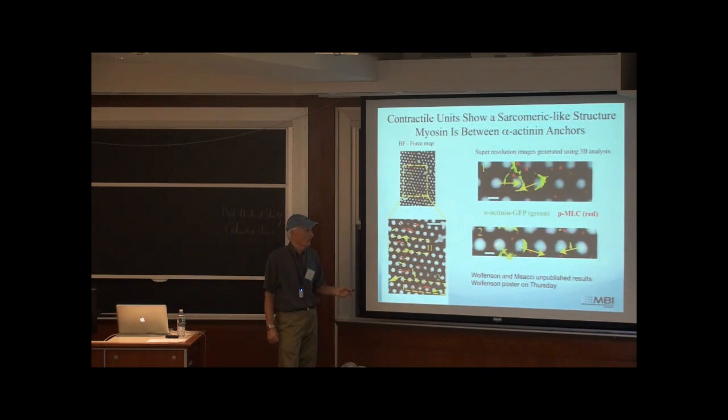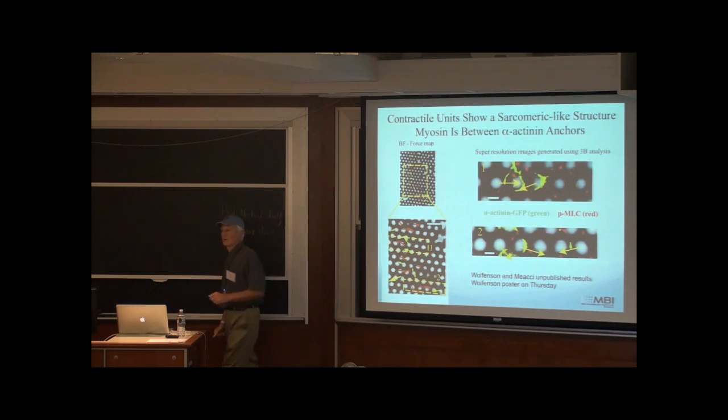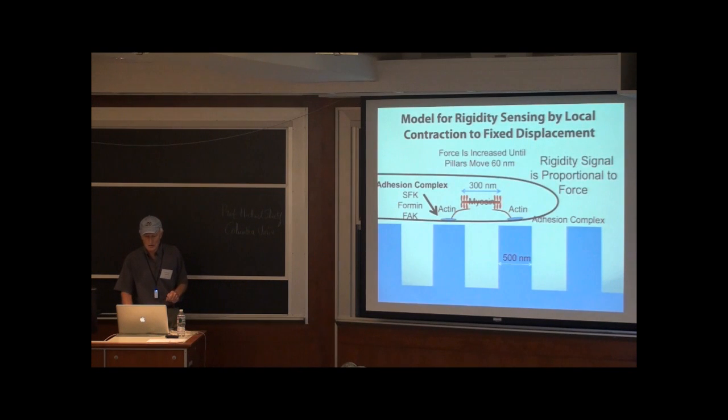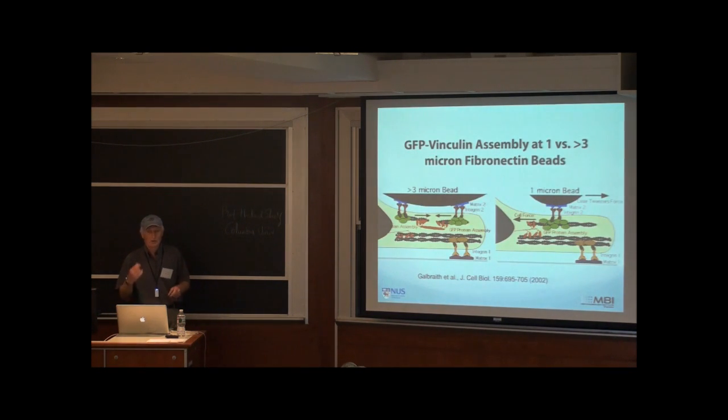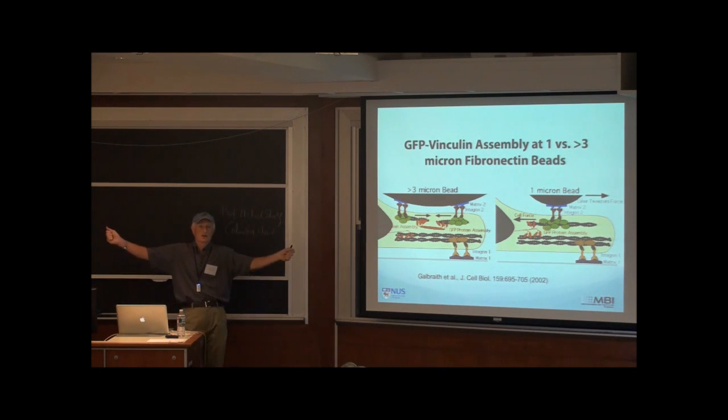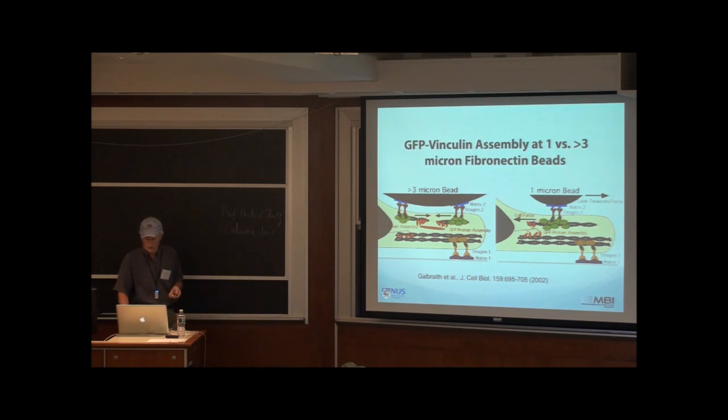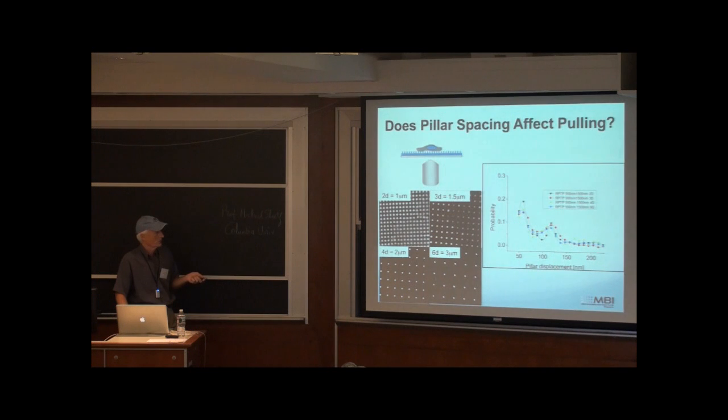These are 500 nanometer pillars, and this is a good fraction of that. So indeed, it seems that what's happening here is that you require the actin to be anchored by a distance greater than the length of the myosin filaments.